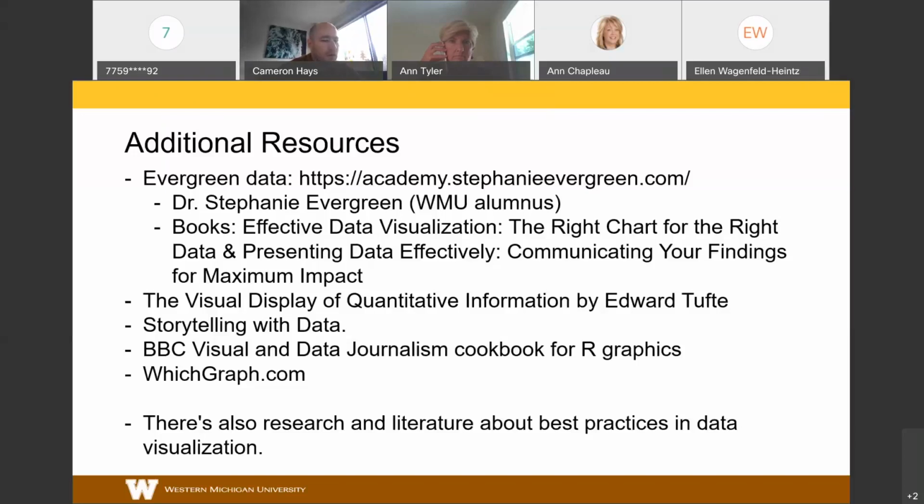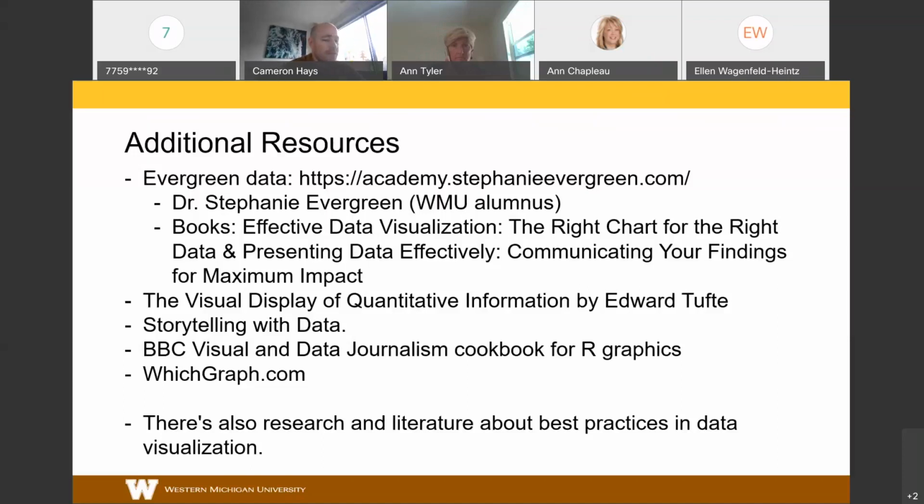She also has several books, a company that consults on data analysis and visualization and conducts several data visualization academies a year. There are other books that are more classic, so The Visual Display of Quantitative Information by Edward Tufte. Storytelling with Data is a great book. The BBC Visual and Data Journalism Cookbook for Art Graphics is a great place to start if you're looking for more information on art. Whichgraph.com is just a really helpful tool as well. It gives you really basic information about, based on the structure of your data, which visualization is best to use.